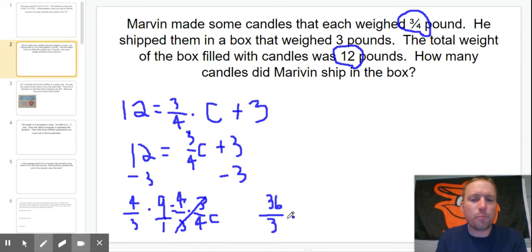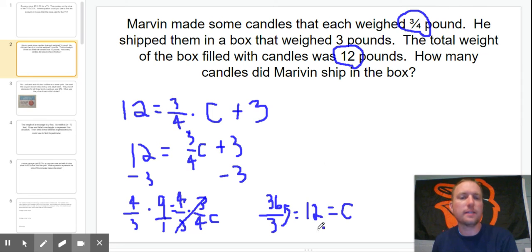This is an improper fraction, meaning the numerator is bigger than the denominator. In order to simplify, we're going to see how many times 3 goes into 36. Our denominator goes into our numerator, and the answer is 3 goes into 36 12 times. So we can say C equals 12. So what is the answer to our question? How many candles are in each box? 12 candles. How about that?